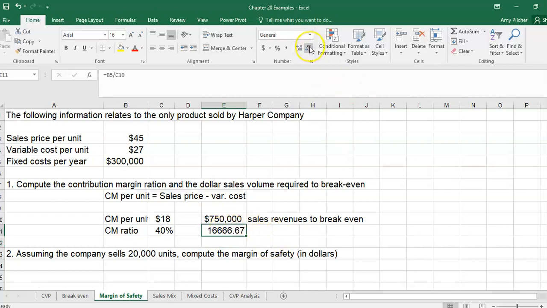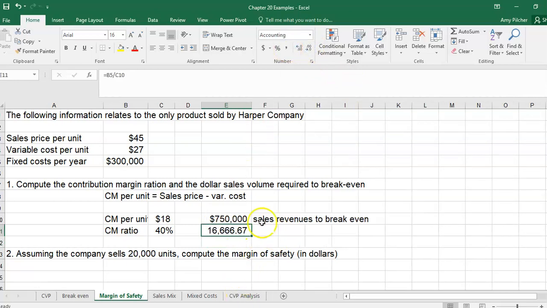We want to round up to the next whole unit because we can't sell a partial unit. So in break-even analysis, we round up anytime there's a number past the decimal point, and it doesn't matter what number that is. It could have been 0.067, and we still would have rounded up to the next whole number because we can't sell a partial unit, and anything less than the whole unit would operate at a loss and not a break-even.